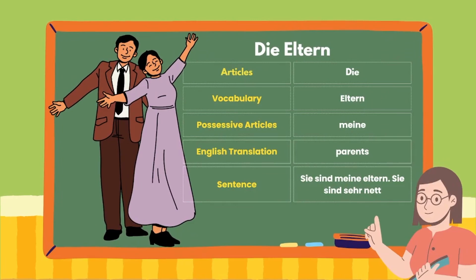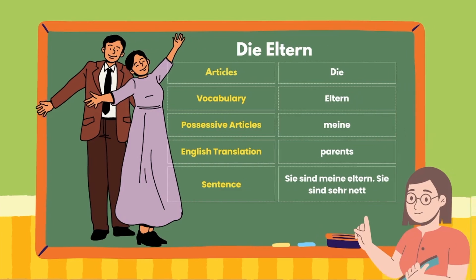So next one is the Eltern. If mother and father are put together, we call them parents. But in German, we call them as Eltern. Article is die Eltern. Possessive article is meine, meine. English translation is parents. In a sentence, if I have to say they are my parents and they are very, very nice persons, I would say it this way. Sie sind meine Eltern. Sie sind sehr nett. Sehr means very, nett means nice.